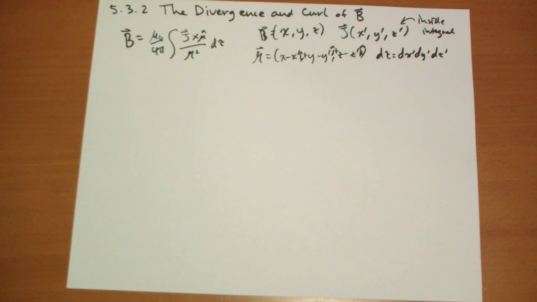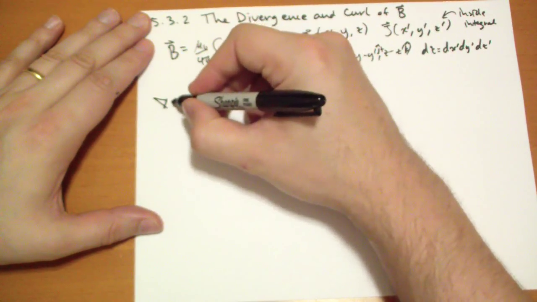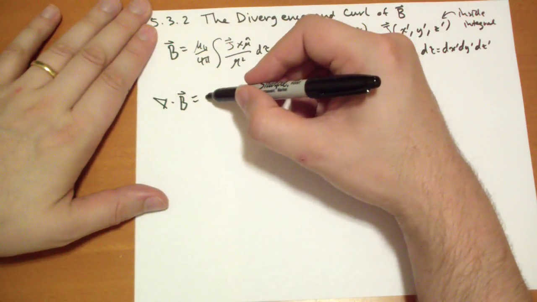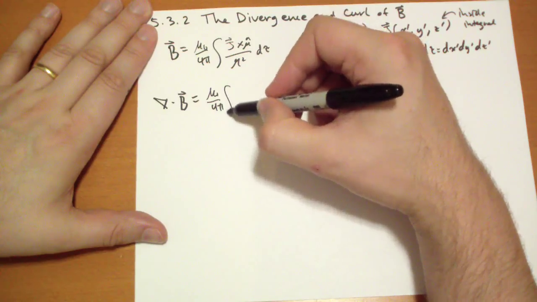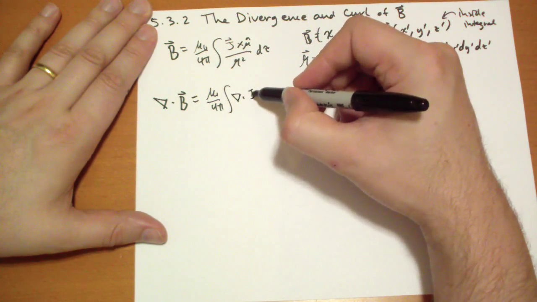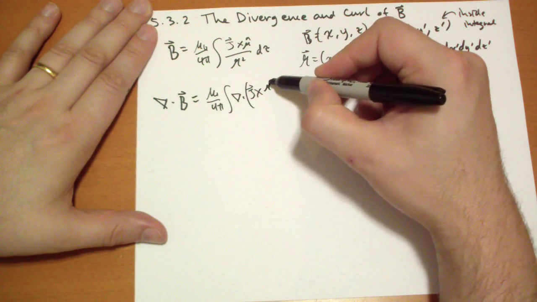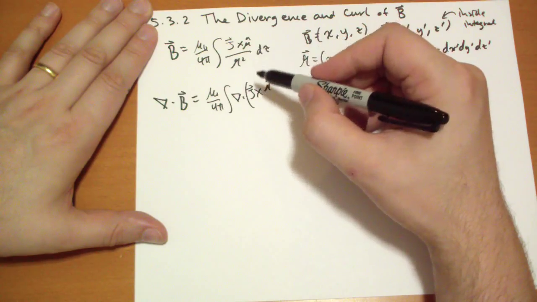So we're going to apply the divergence to this equation. We're going to take the divergence of B. Divergence of B vector is equal to the divergence of all this. Well, mu naught over 4 pi is just a constant factor that's going to survive. And then we're going to take the divergence of J vector cross r hat over r squared d tau.